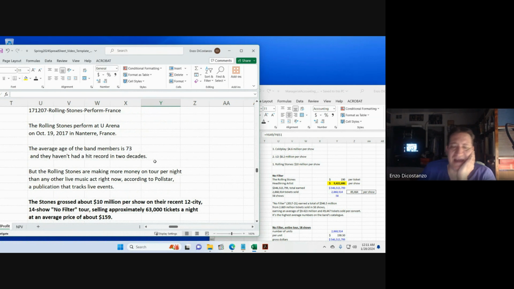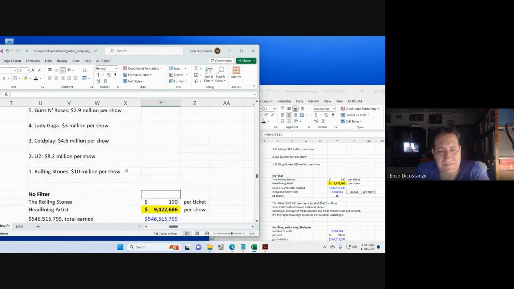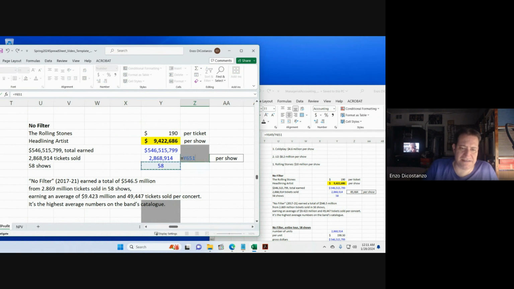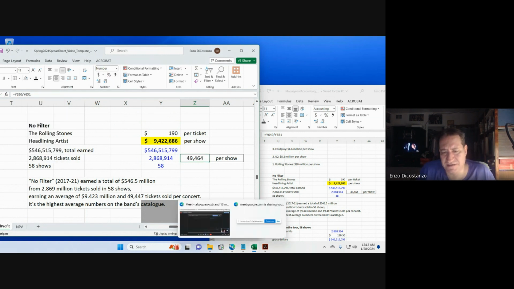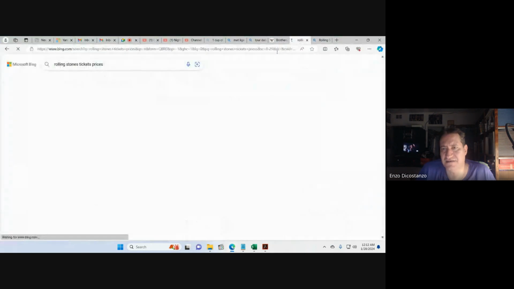I looked it up separately. This was in Lifestyle Music or something, Lifestyle Magazine or whatever it was. I looked this up on the Rolling Stones website, so that's where these numbers came from. So the per show attendance, an average size arena was coming. So folks, again, let's look at their tour. There's where they played in '17.